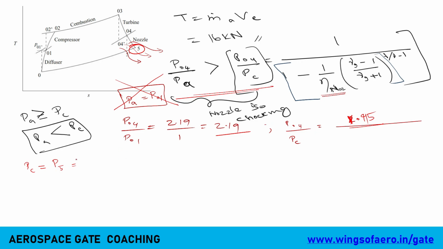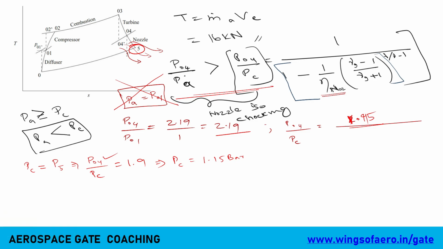So how can you find it? You know P04 by PC equals 1.9 something. You know what the value of P04 is, so you can easily find PC, which is 1.15 bar, something close to it, right? Can you follow, all of you? Is it clear? Any doubt? Am I audible? Yes, ma'am, you are audible. Okay, please do respond.